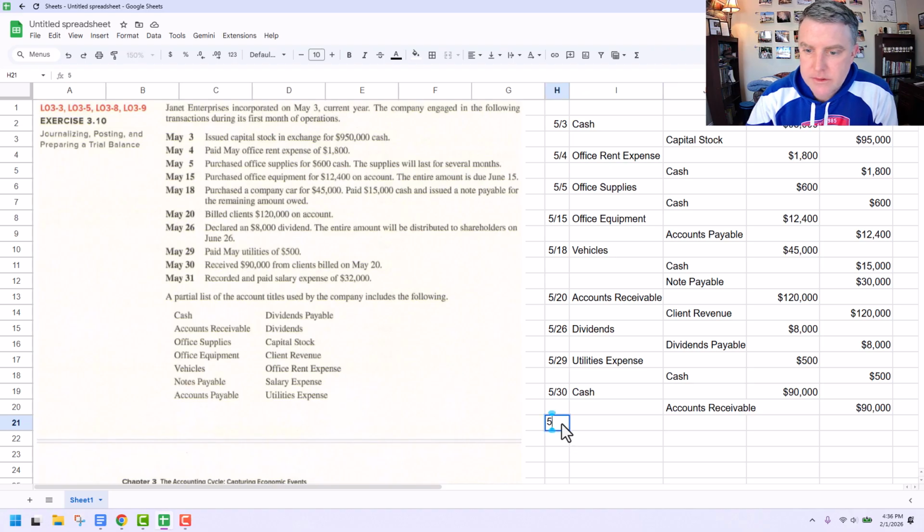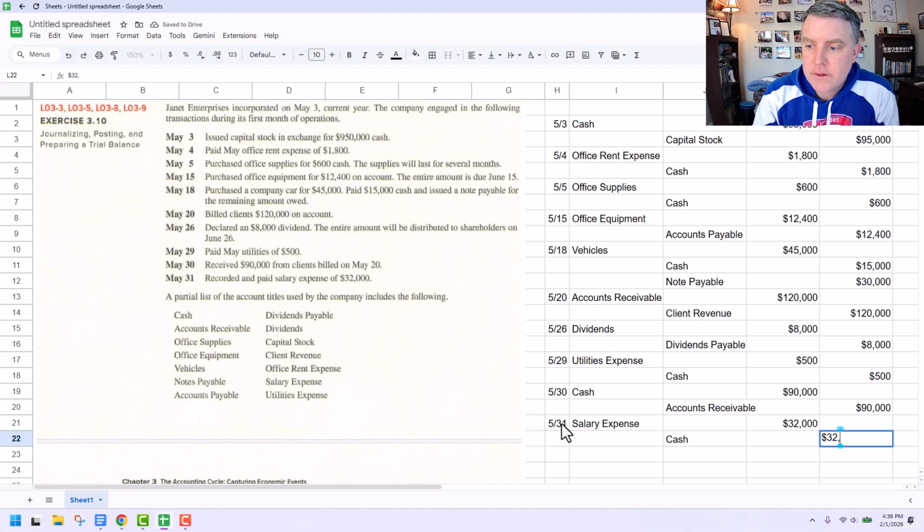And then the last one here is May 31st. We've recorded and paid salary expense of $32,000. So we're going to say salary expense, $32,000. And we paid the salary, so we're going to say cash, credit cash, $32,000.